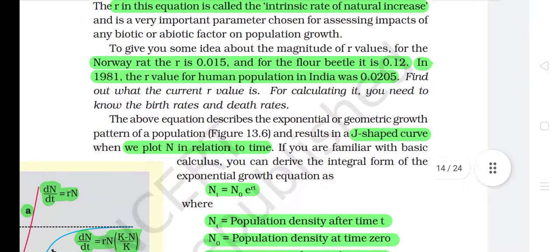To give you some idea about the magnitude of r values, for the Norway rat, the r is 0.015 and for the flour beetle, it is 0.12. In 1981, the r value for human population in India was 0.0205. Find out what the current r value is. For calculating it, you need to know the birth rates and death rates.